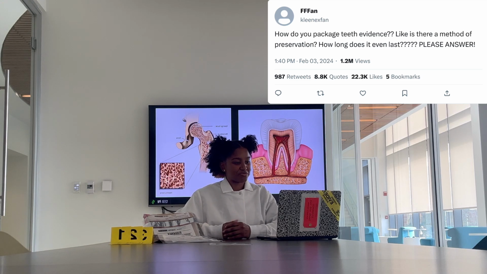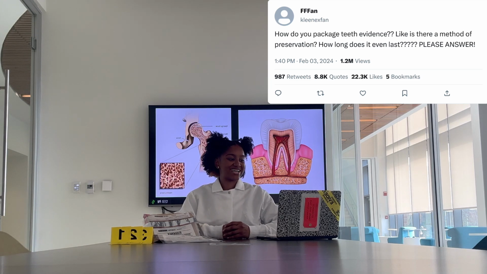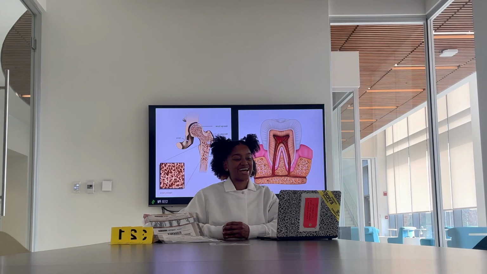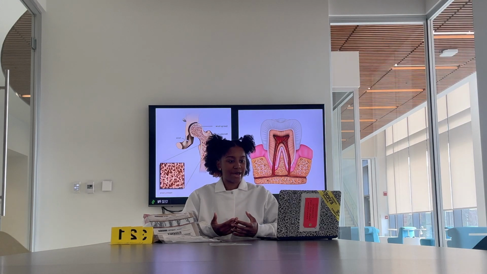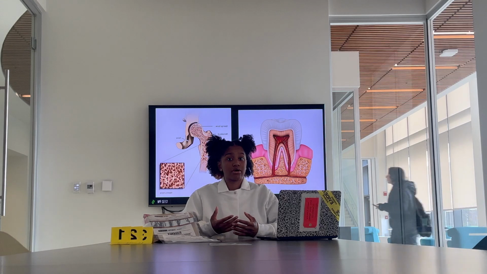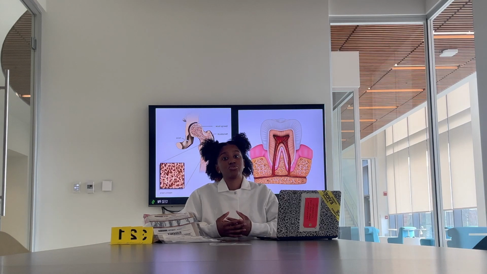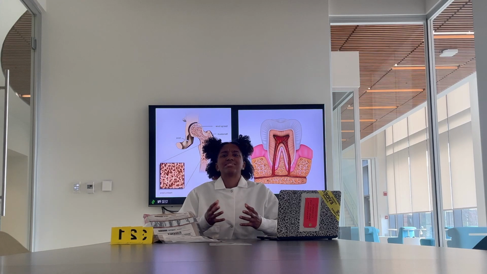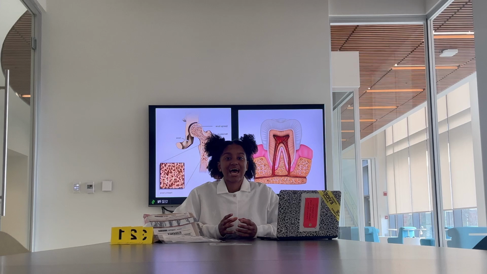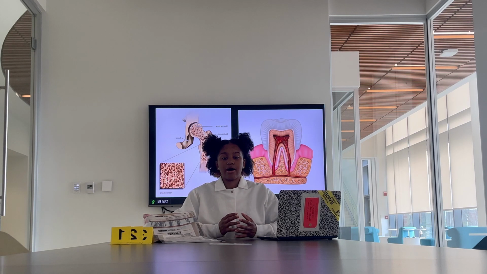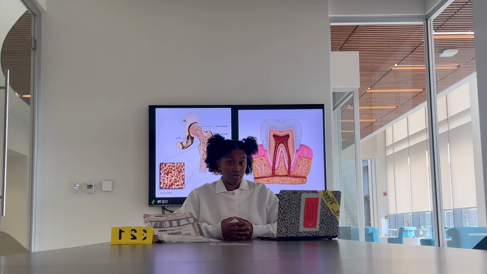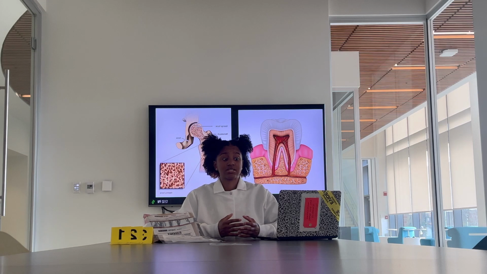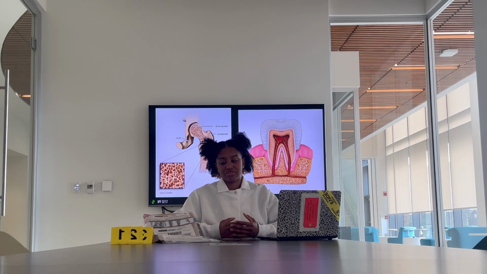Like, is there a method of preservation? How long does it even last? Please answer. Typically, we would use paper bags or paper boxes and things like that in order to preserve anything that has things like DNA or even blood, because things like plastic can serve as a catalyst for degradation of the DNA, and that's not what we want, especially if we have other cases to go over.